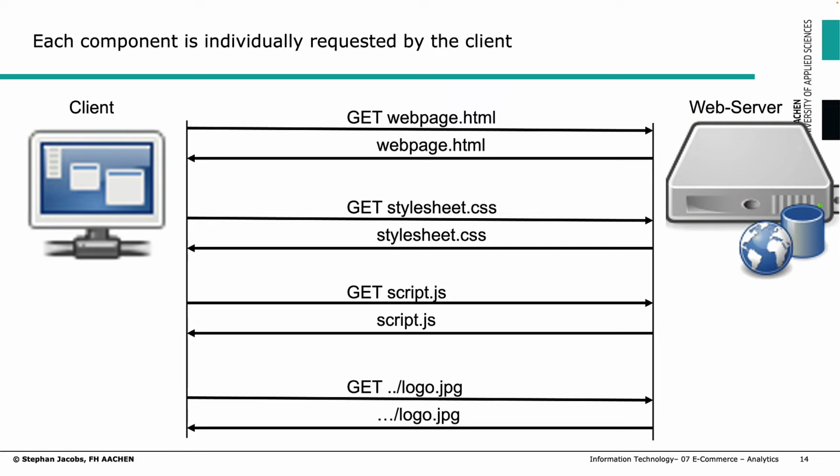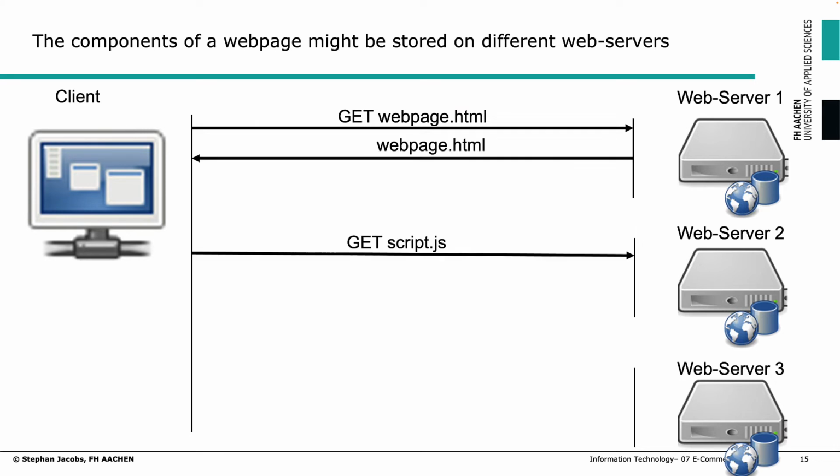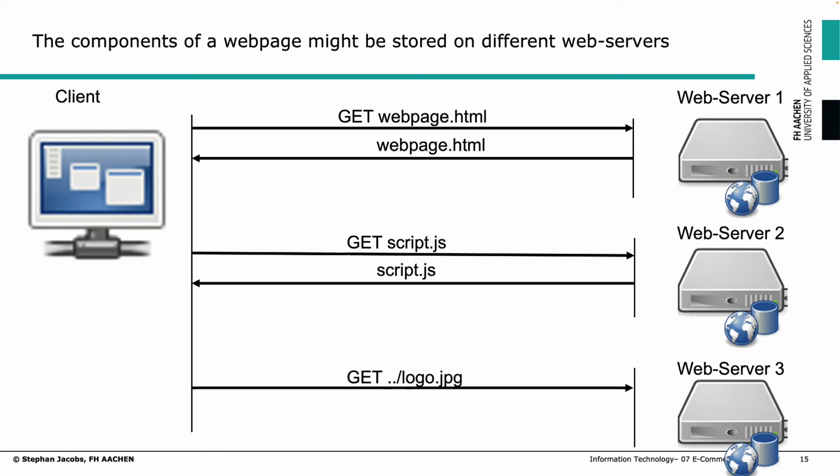Now that's not interesting at the very beginning, but things can become more complex. Because the components do not have to be stored on the same web server. They could be stored on different web servers. So it could be that once again we ask for the web page, and web server 1 gives our web page back. However, the script is stored on web server 2, and the script is sent back, and the image is stored on web server 3, and web server 3 is giving the logo back.